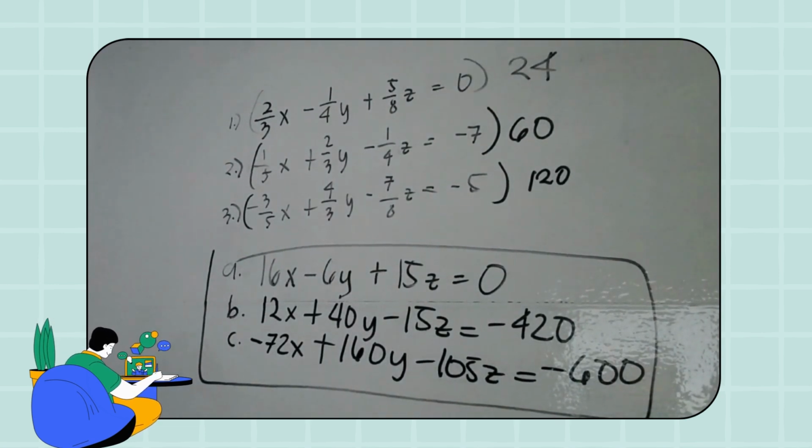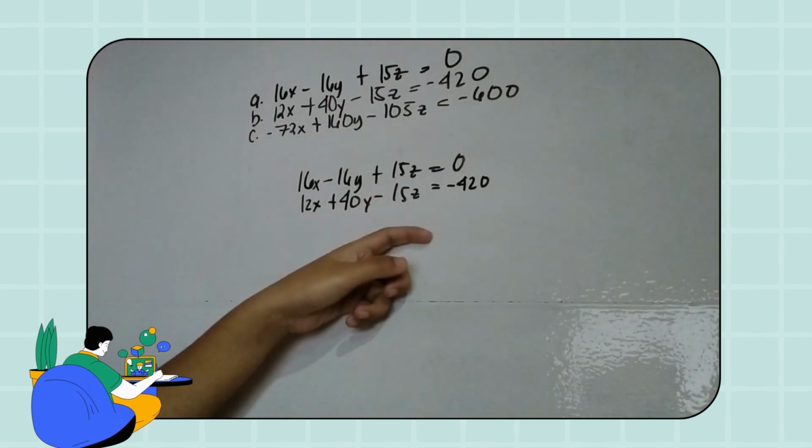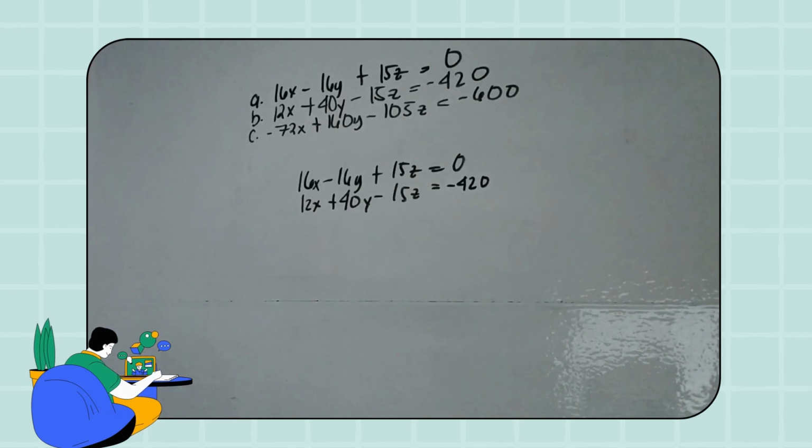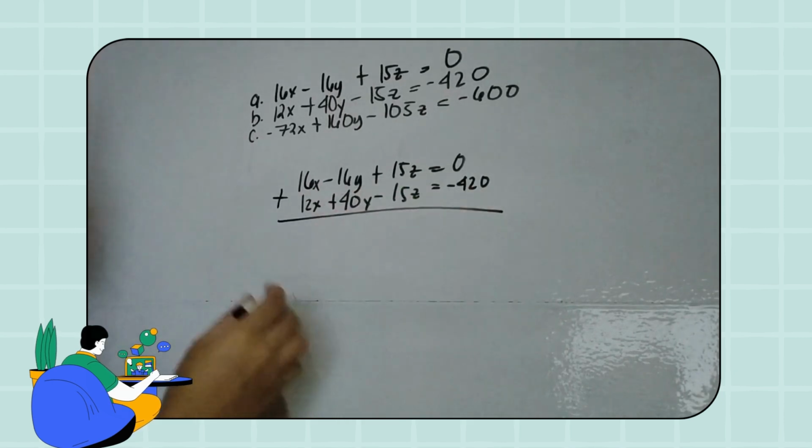So we have here the more simplified equations. For the second step, let us use elimination or substitution in order to eliminate any variable. This time, we're going to add or subtract equations to eliminate z. That means that we're going to use elimination. Since the coefficients of z are already 15z and negative 15z, we could eliminate them both. Then we're going to continue to solve it.